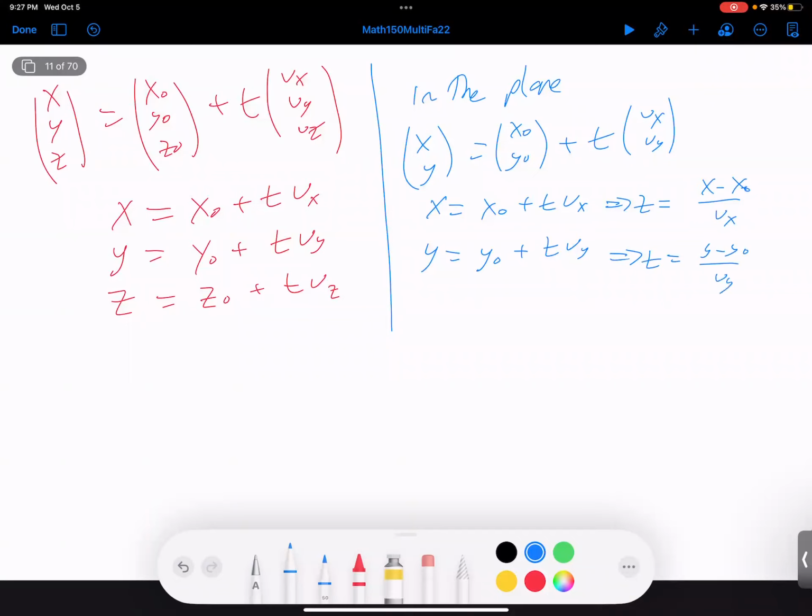Since they're both equal to t, we get y minus y naught over vy equals x minus x naught over vx. If we cross multiply, y minus y naught is vy over vx times x minus x naught. And if vx equals 1, vy equals m, the slope.